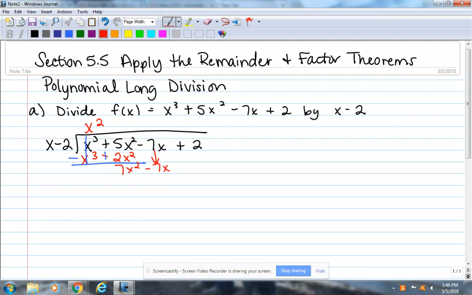All right, so then you start over. You say, what multiplies times x to get 7x squared? What times x equals 7x squared? 7x. And it's positive, so you're going to put a plus 7x up on top.